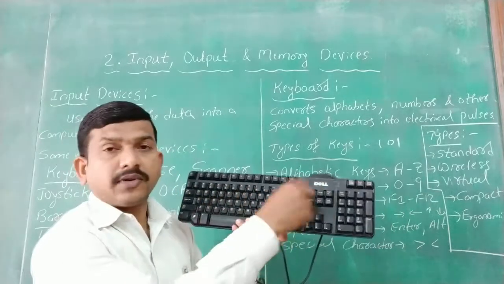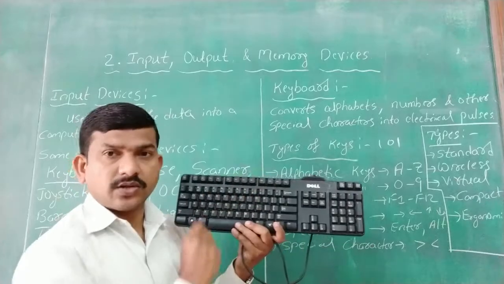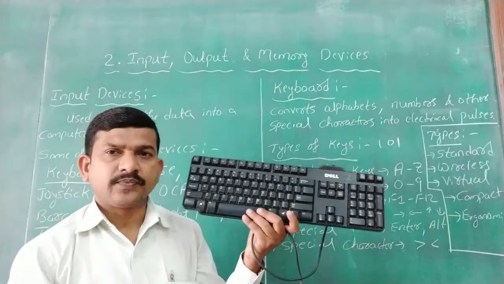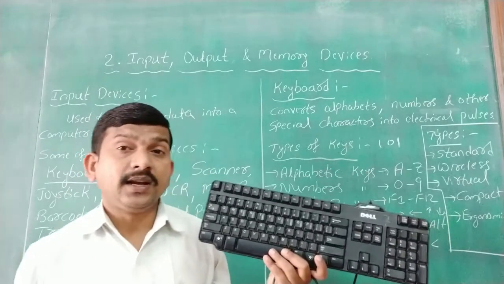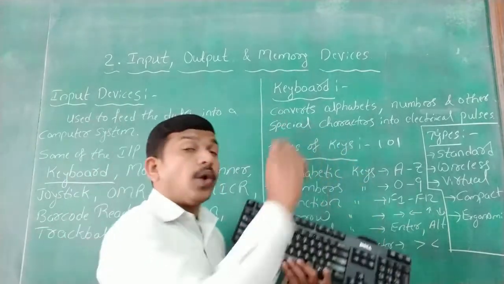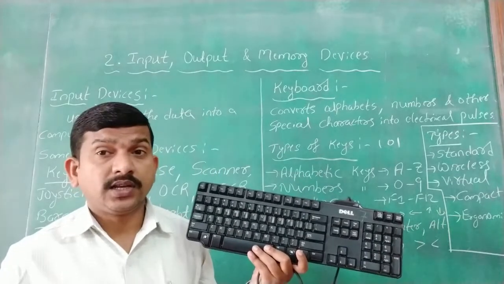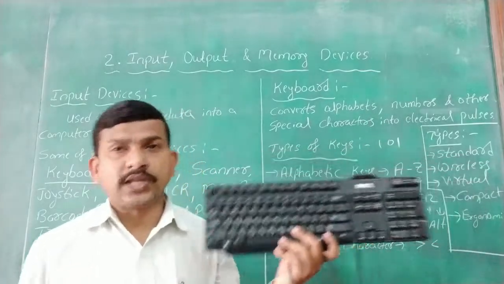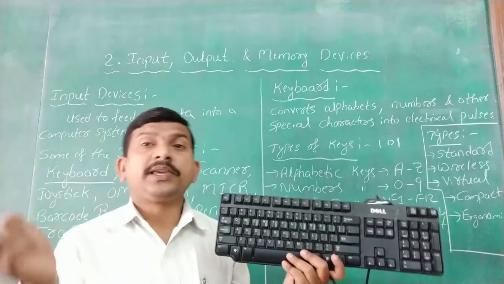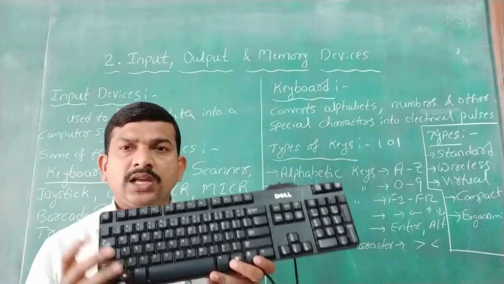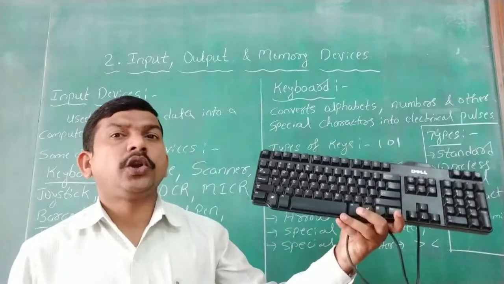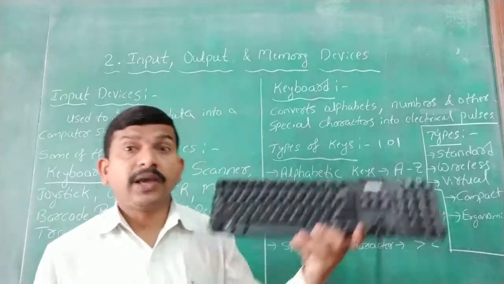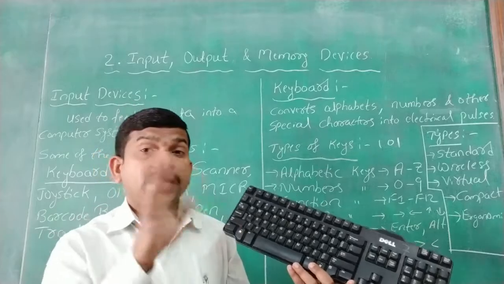Some keyboards have media-related keys, and some keyboards do not. So normally a standard keyboard has 101 keys, but it may vary from keyboard to keyboard. One keyboard may have 101, another 105 or 108 or 110. It may vary like this. Is it clear? So keys may vary.